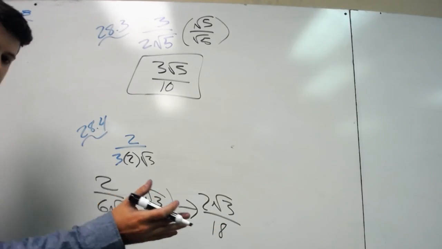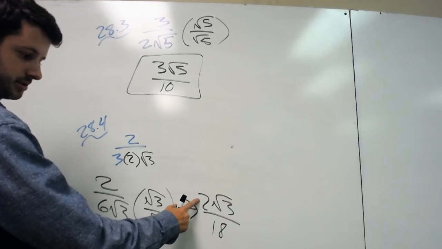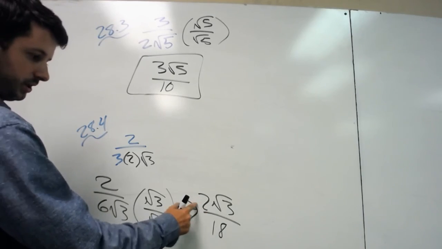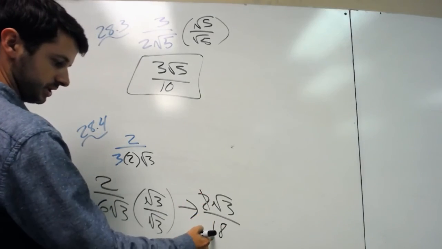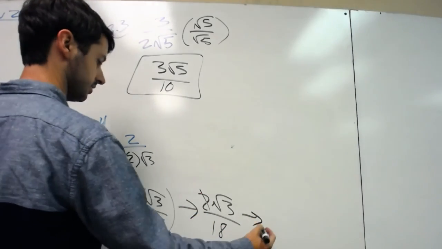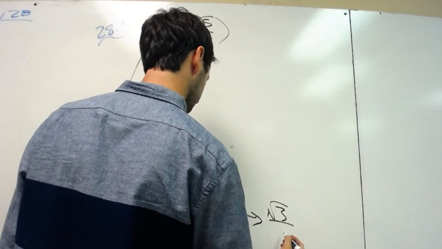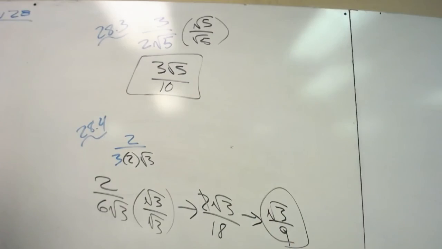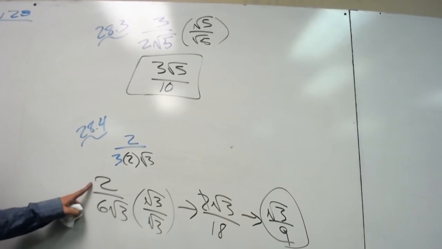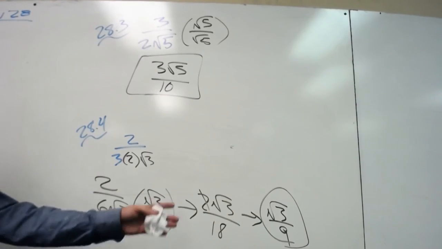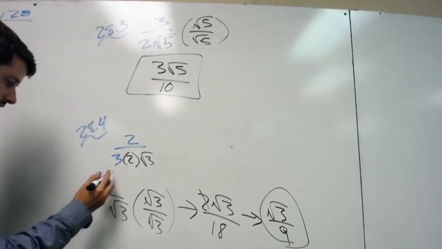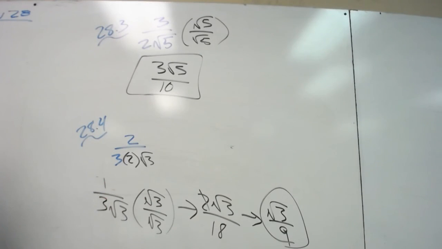Yes, you can go a little bit further because 2 and 18 can be reduced. 2 goes into 2 once. 2 goes into 18 9 times. So you could say radical 3 over 9, and that would be your most simplified answer. You actually could have simplified it here when we had 2 over 6. I just simplified it in the end, but you could totally have made this a 1 over 3. Either way would work, just depends on where you want to reduce it.